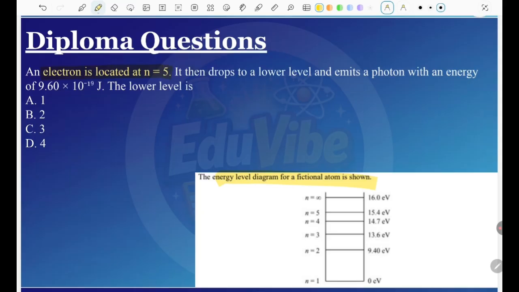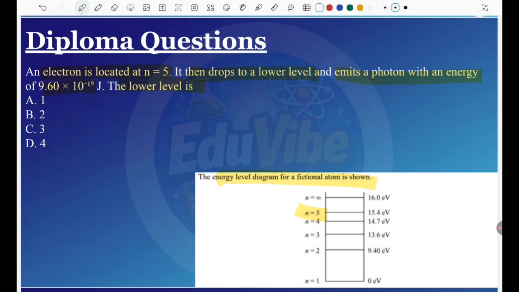The electron is located at n equals 5. So the electron drops to a lower level and emits a photon with an energy of 9.6 times 10 to the minus 19 joules. We have to find the lower level. There are levels 1 to 4, so the electron drops down to one of them, and we have to find that final energy.